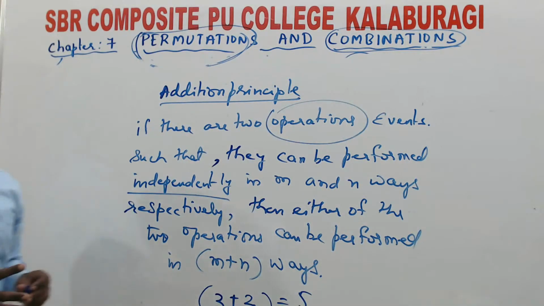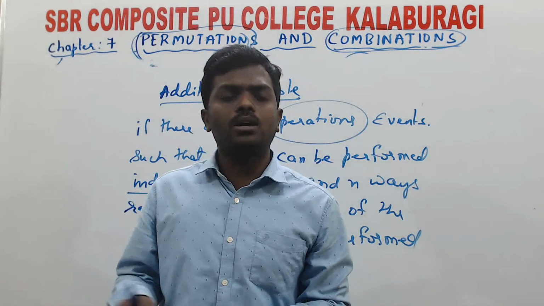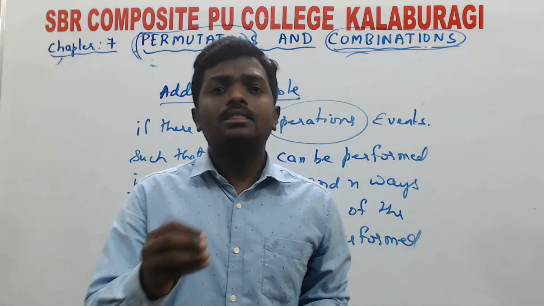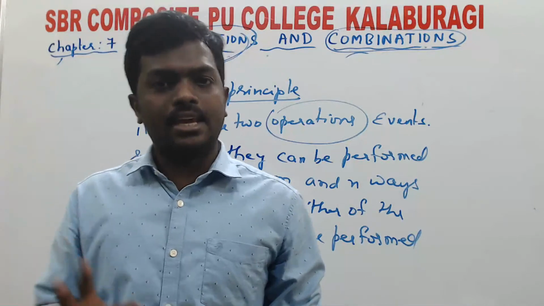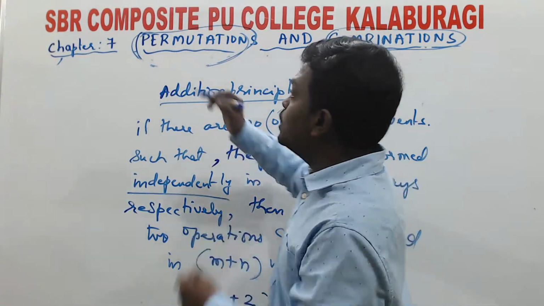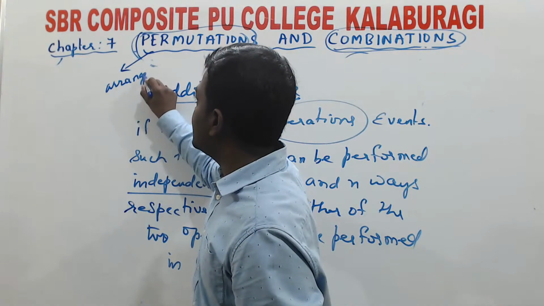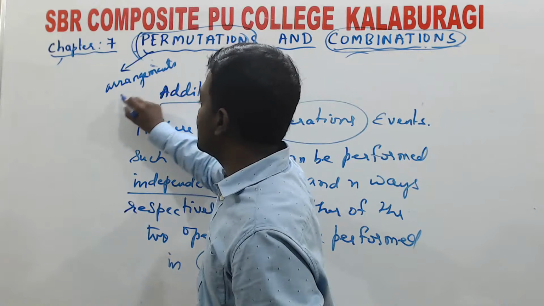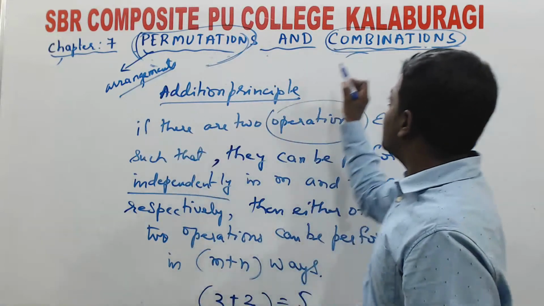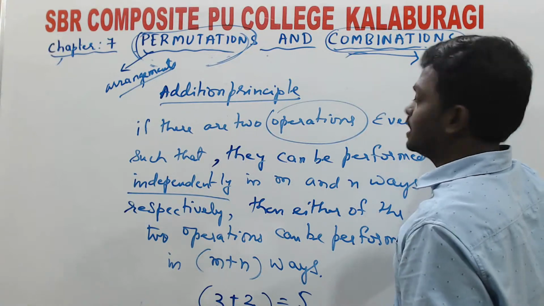So what have we understood here? Don't worry, we still haven't started the problems. First, understand a few important things. Don't worry about permutation and combination. In a simple manner, permutation is nothing but arrangements, and combination is nothing but selection.